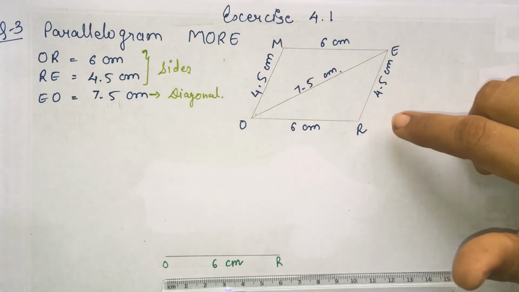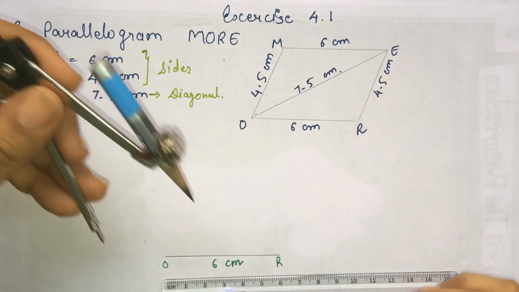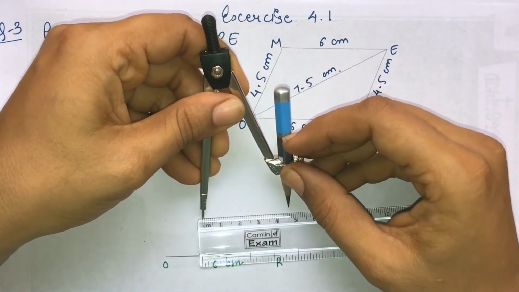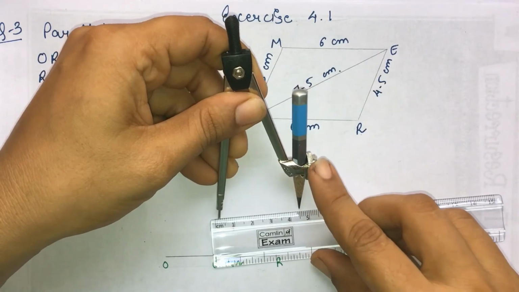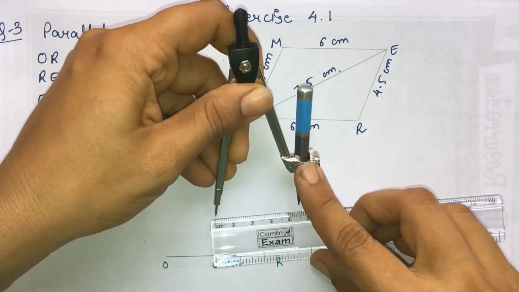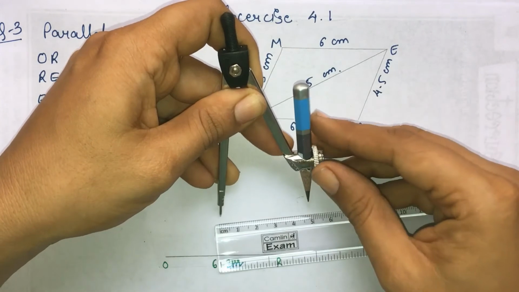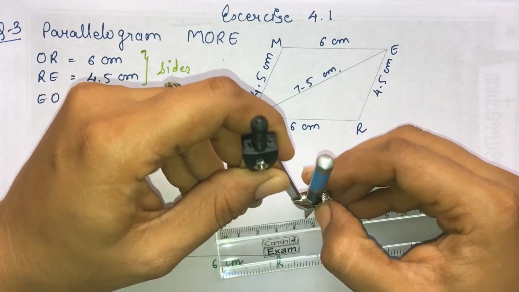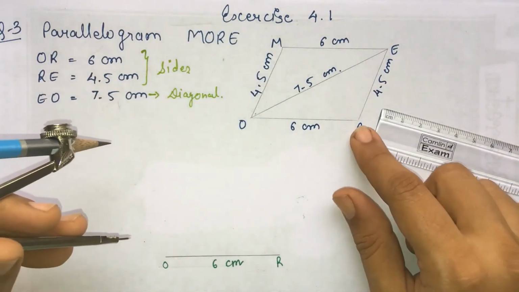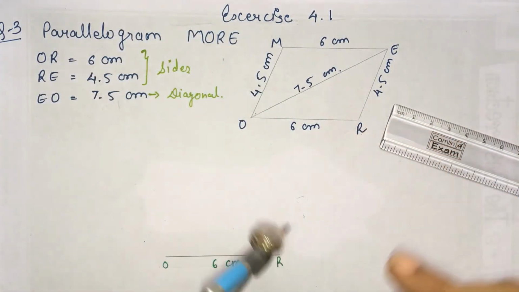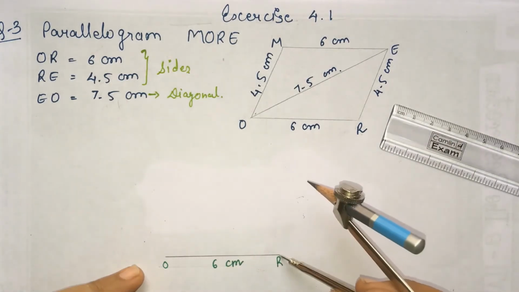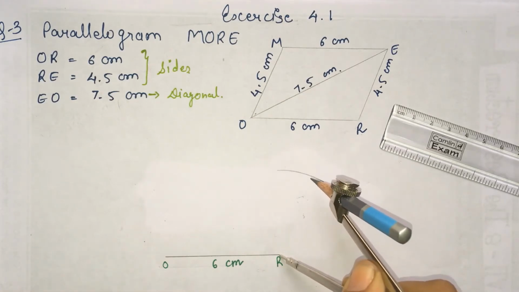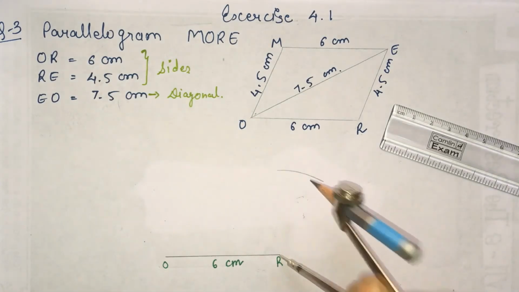Next we have to draw this side 4.5 centimeter. We need to take the radius of 4.5 centimeter. So I am measuring 4.5 centimeter over here. This is my 4.5 centimeter. So now taking R as center, I'll draw an arc. From R, I'll draw an arc with 4.5 centimeter.